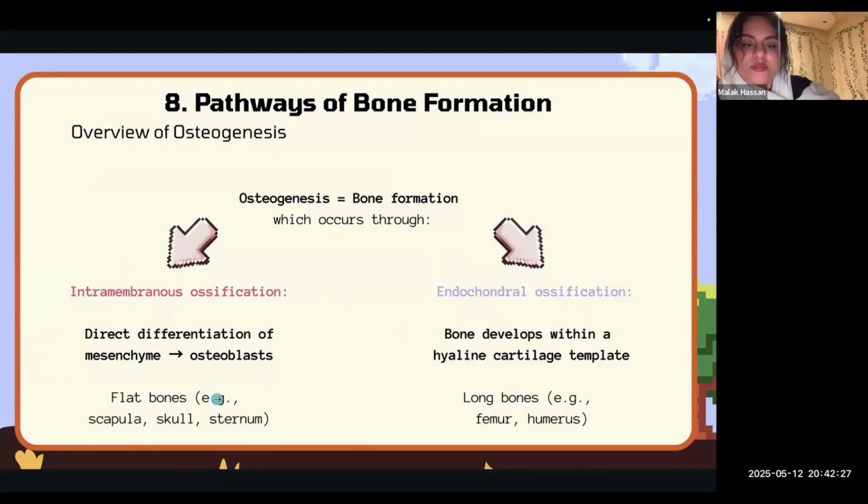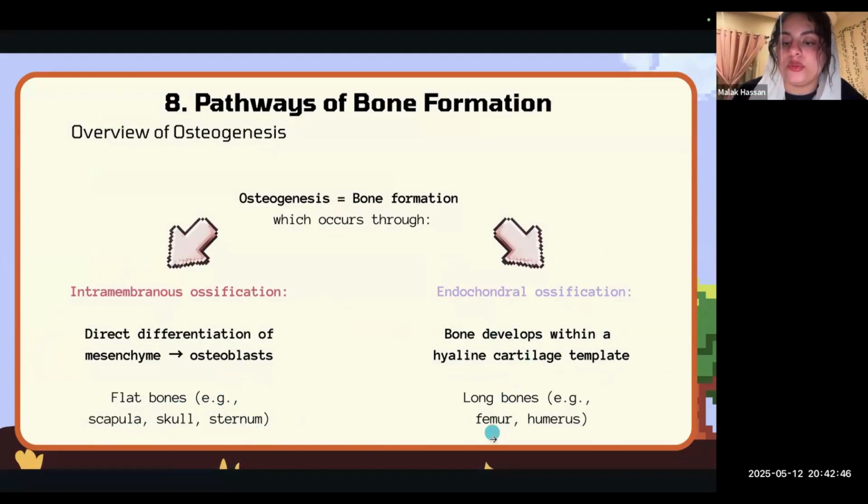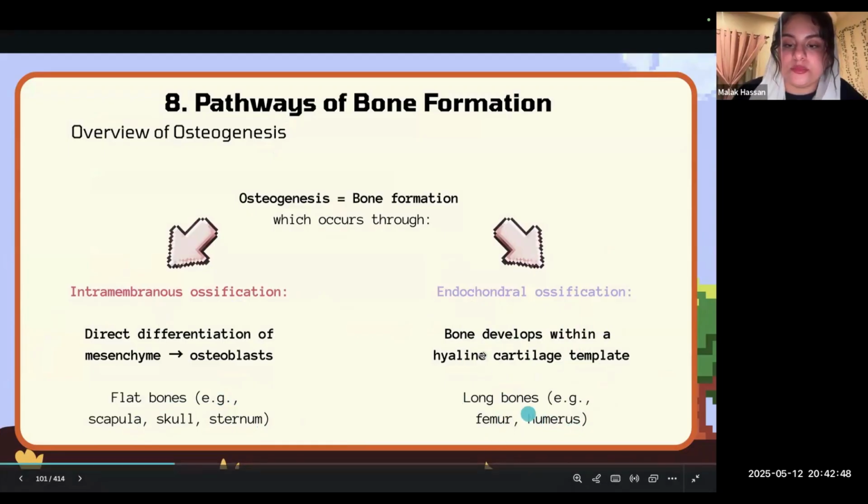What is intramembranous ossification? It means that the bone comes directly from the differentiation of mesenchyme to osteoblasts, and this happens in flat bones like the scapula, the skull, and the sternum. Now, for endochondral ossification, the bone will develop within a hyaline cartilage template. So it'll come from long bones, the femur, the humerus, etc. All right, so it comes from a hyaline cartilage template.